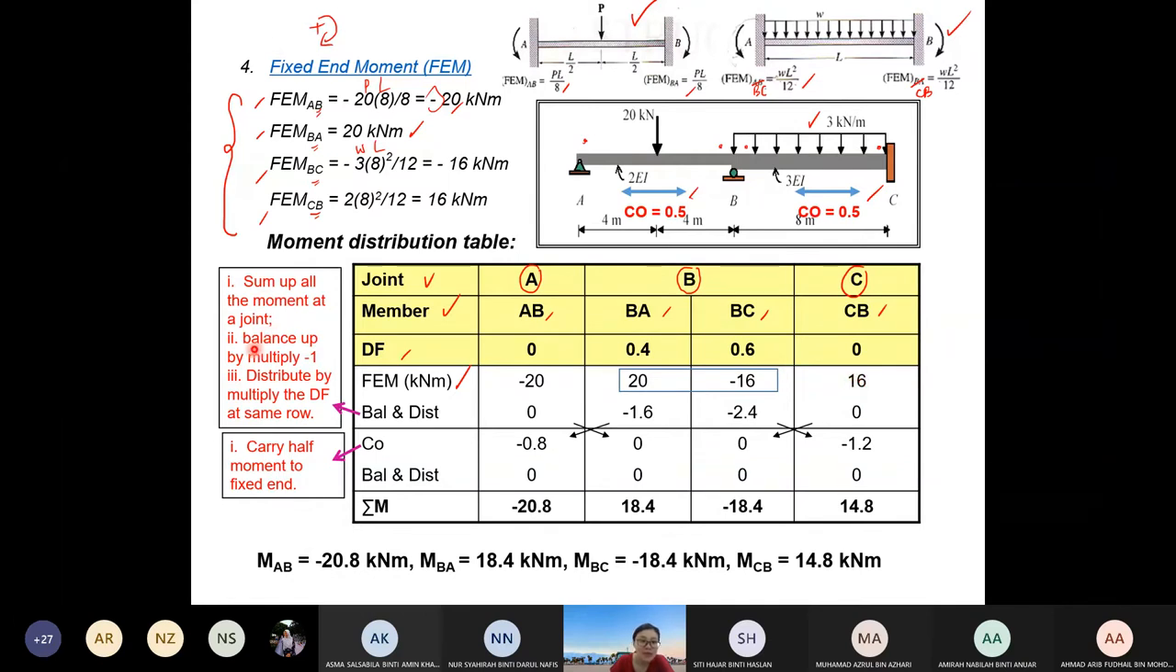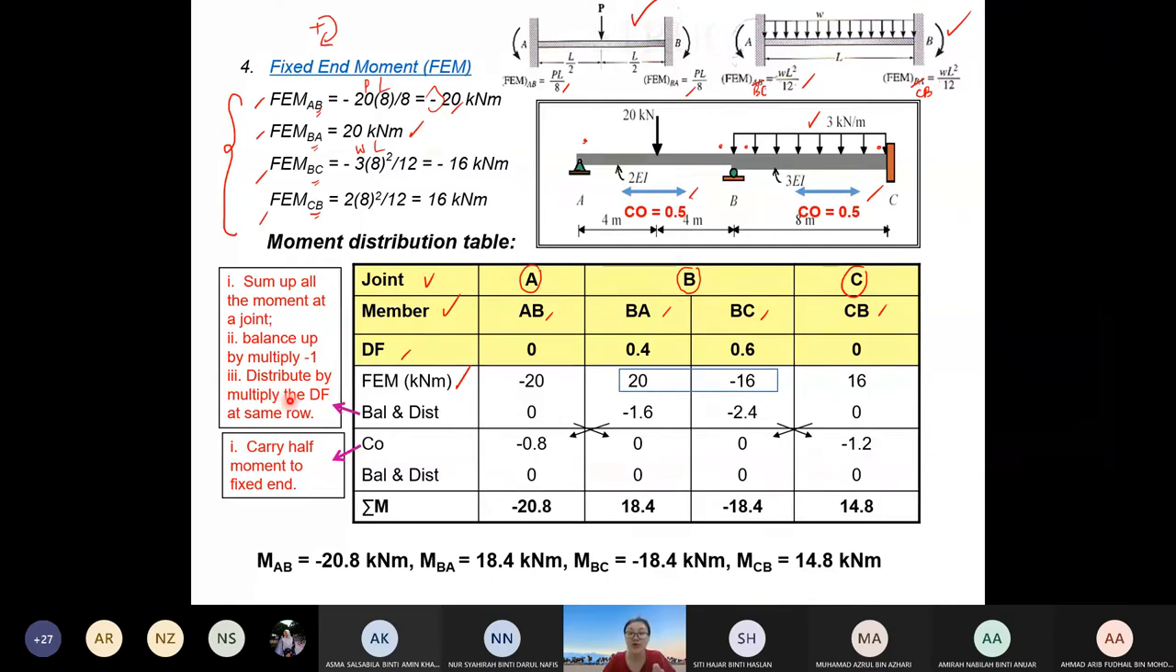Then step two is balance up by multiplying with negative 1. Let's start with joint A. Negative 20, you sum up, it will be negative 20 because it's alone. Step two is multiply with negative 1, it will become 20. Then we distribute by multiplying the distribution factor at the same row. So this 20 multiplied with DF, which is 0, becomes 0. This is the answer for this balance and distribute. We balance up, then we distribute it.